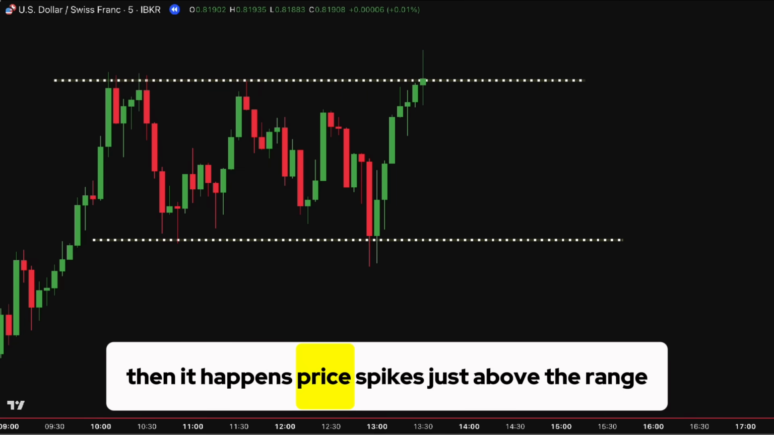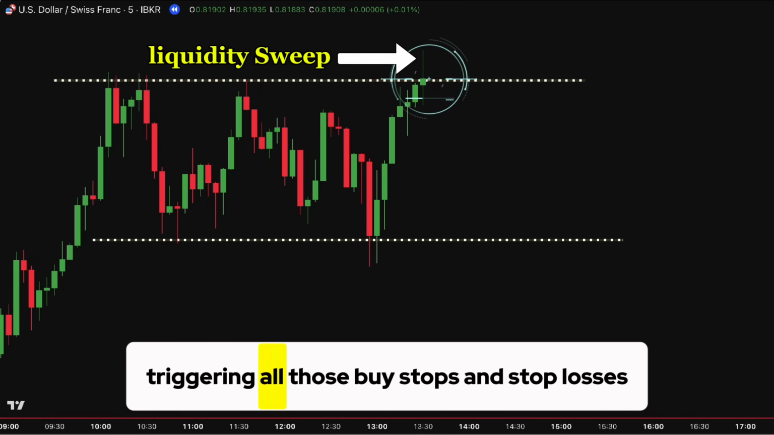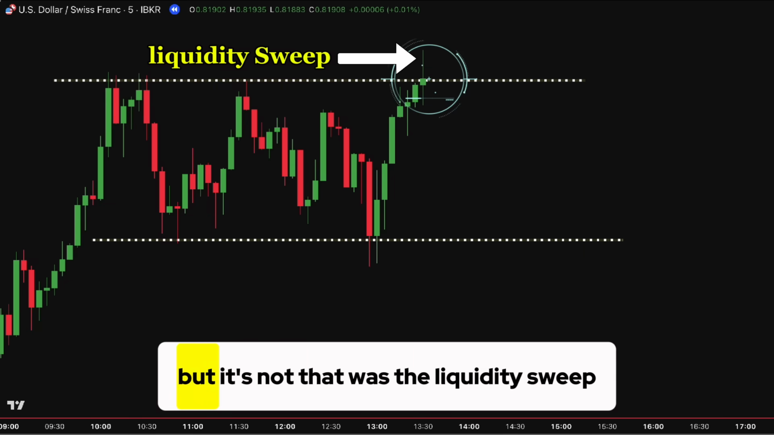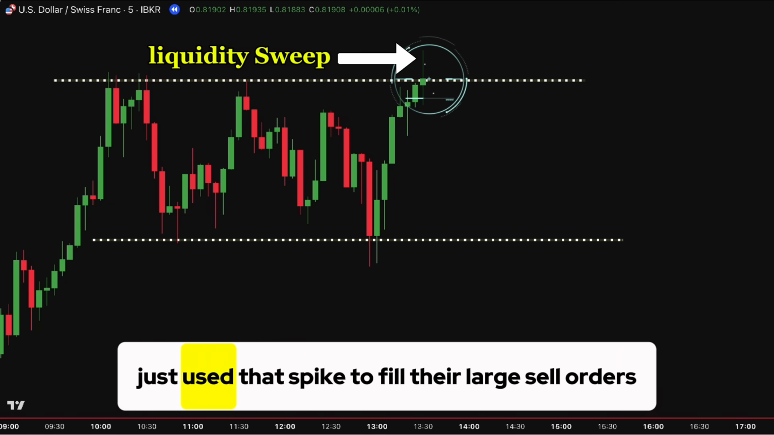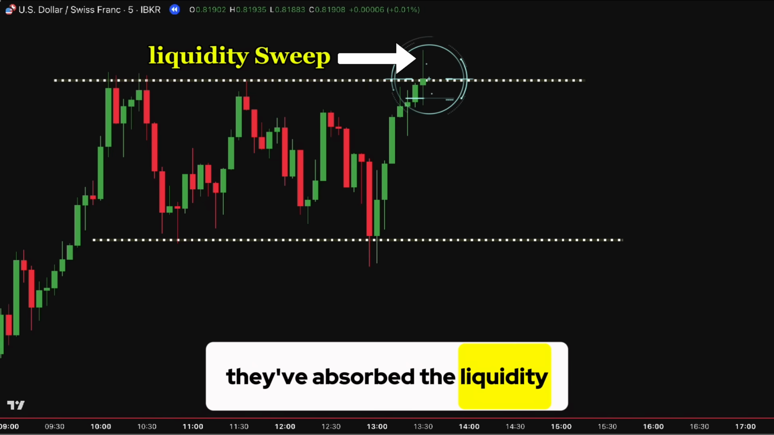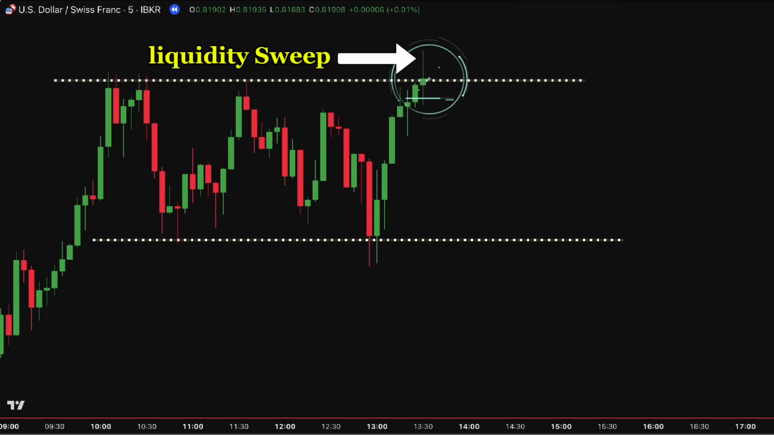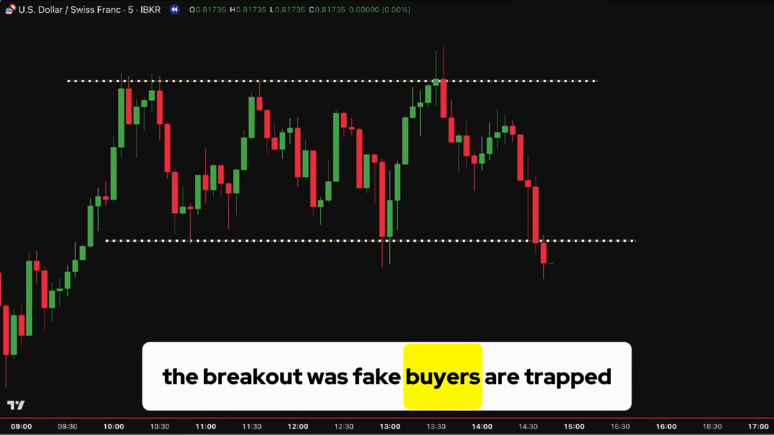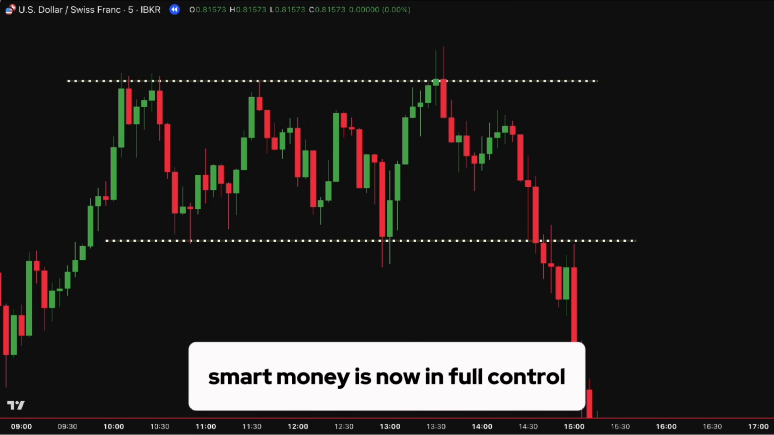Then it happens. Price spikes just above the range, triggering all those buy stops and stop losses. For a moment, it looks like a breakout, but it's not. That was the liquidity sweep. Smart money just used that spike to fill their large sell orders. By taking the other side of every retail buy, they've absorbed the liquidity. Now it's time to make their move. Suddenly, price snaps back down into the range. The breakout was fake, buyers are trapped, smart money is now in full control.